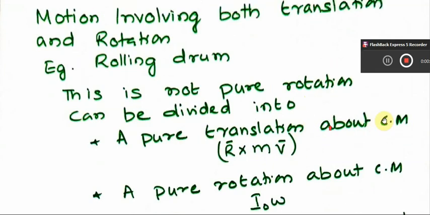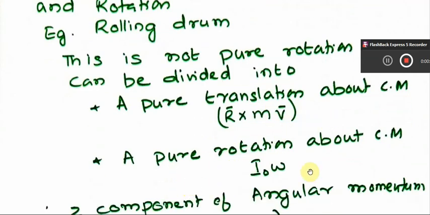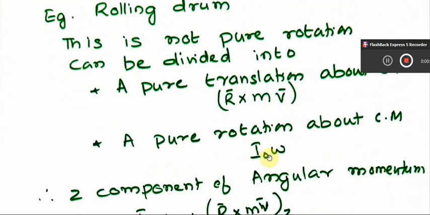The rolling drum consists of a pure rotation about the center of mass as well as a translation motion. Both these motions are involved. So if a pure translation of the center of mass is considered, you have r cross mv, that is the angular momentum, and for pure rotation about the center of mass it is I0 omega.